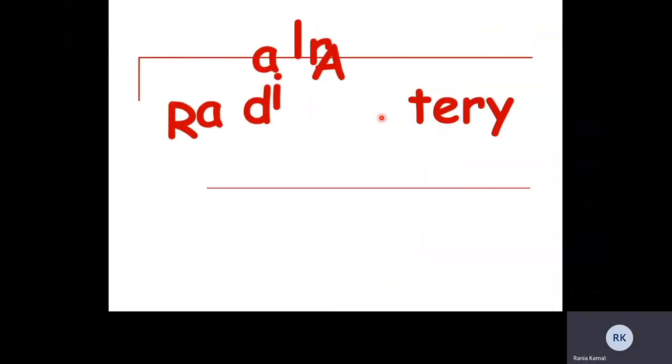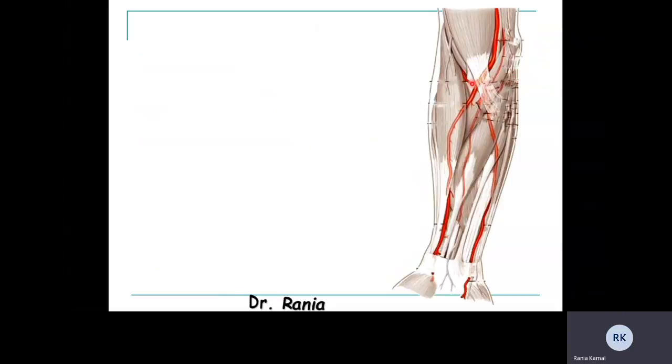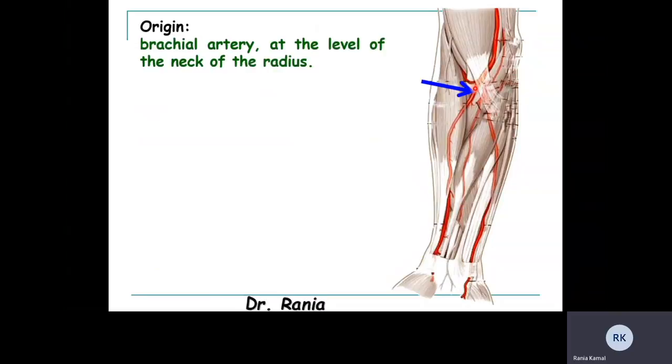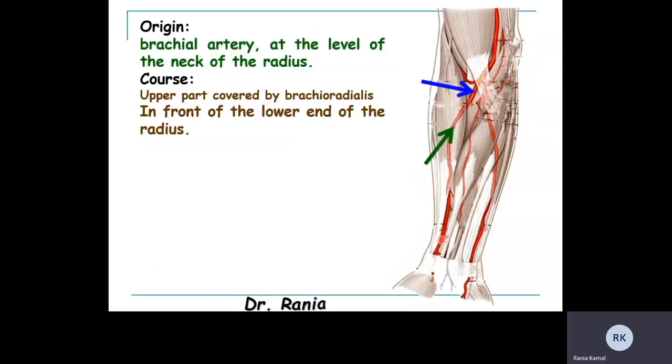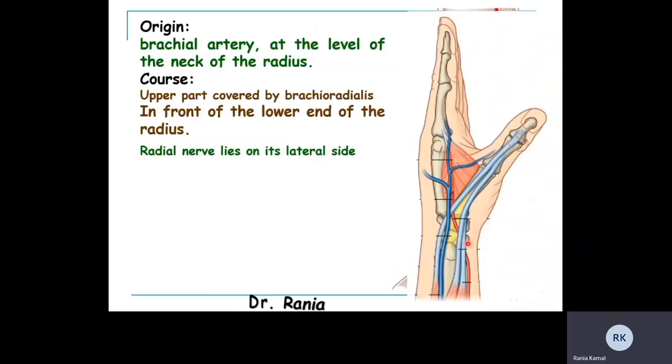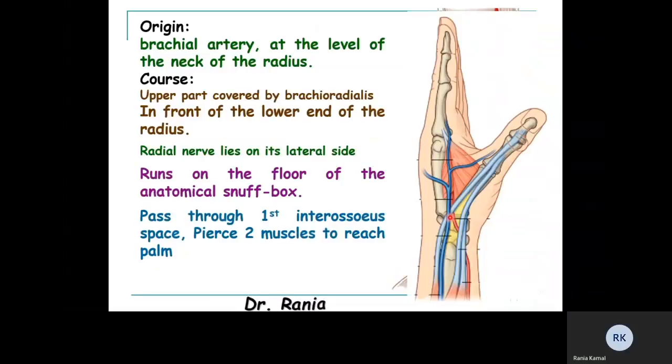Let's move to a hint about the radial artery. Its origin arises from the brachial artery at the level of the neck of the radius. Its upper part is covered by the brachioradialis muscle. Then it descends on the lateral side of the forearm in front of the lower end of the radius. The radial nerve lies lateral to it. Then it enters the anatomical snuff box, then reaches the dorsum of the hand.